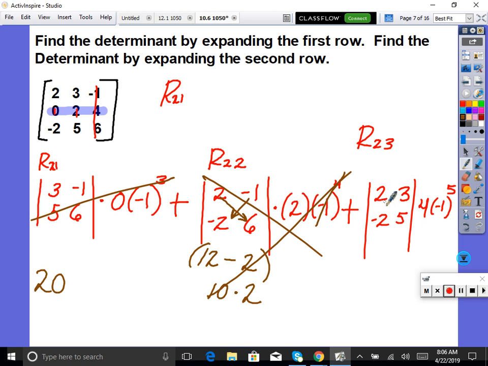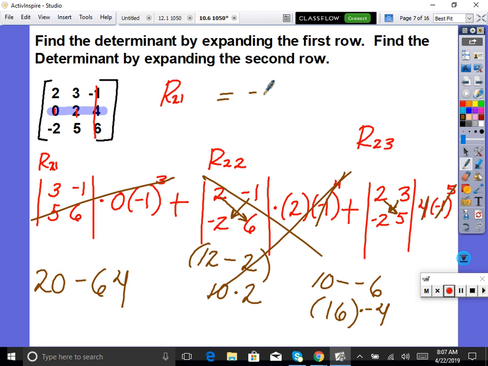Now let's go on to this. So determinant 10 minus negative 6. So wouldn't that be 16? So 16 times, it looks like negative 4. So then we get our final answer, 20 minus 64 is negative 44. So the determinant is negative 44.